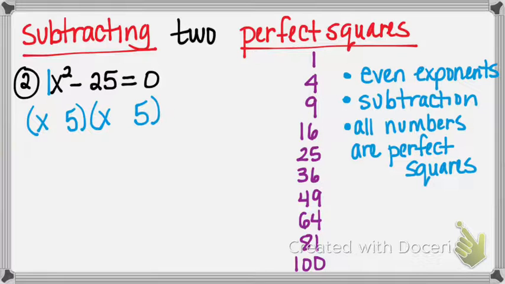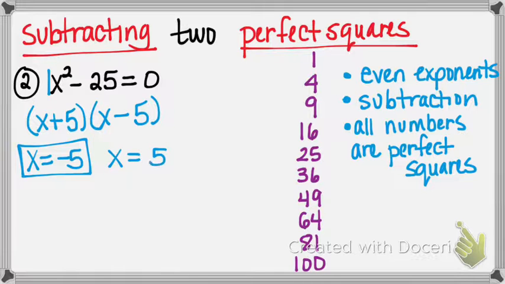And for this pattern, one is positive and the other one is negative. It doesn't matter which one you make positive. You don't have to put plus first and the minus doesn't have to come second. So your solutions would be x equals -5 and x equals +5.